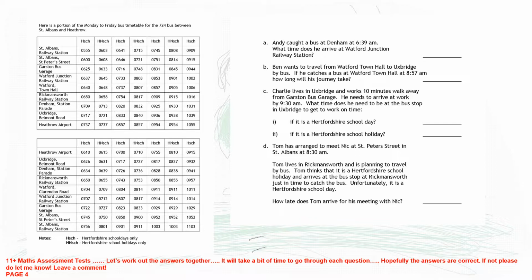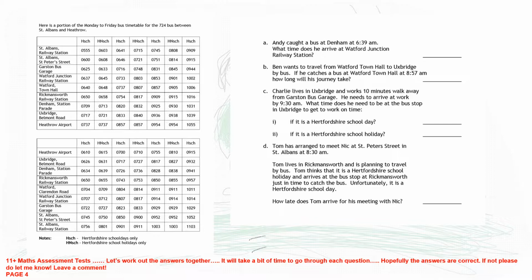So I just selected my pen. So here we are. The question here is, it's a big question. They have given us a bus timetable. The bus goes from St. Albans railway station to Heathrow Airport, and then it starts from Heathrow Airport and comes back to St. Albans railway station. In between it stops at all these places they have given us.